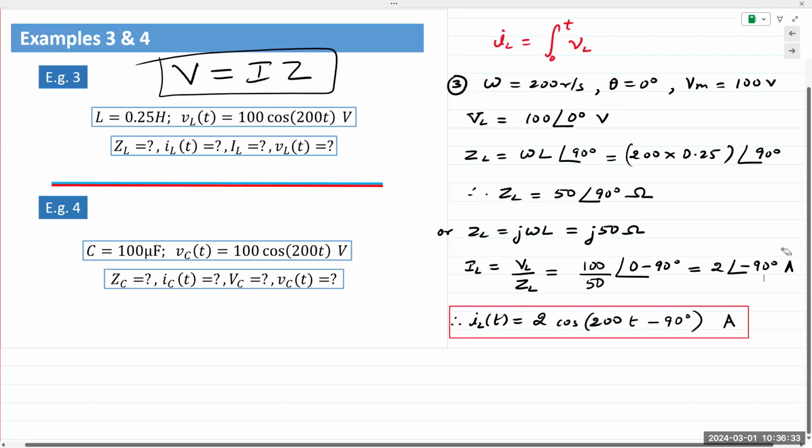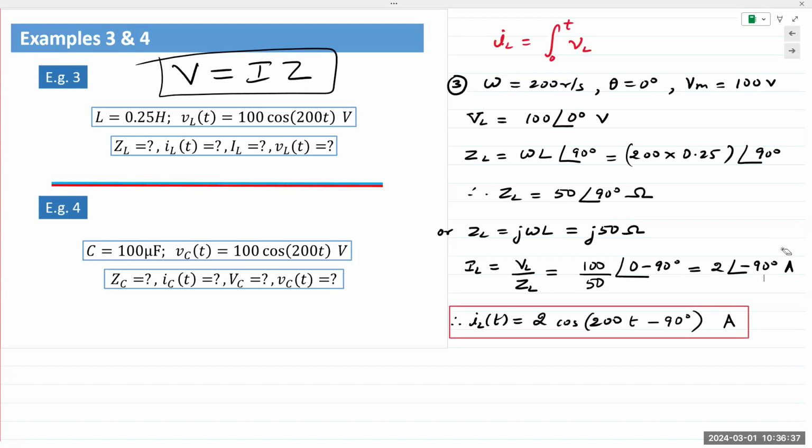One point I'd like to make is the impedance is not a phasor. It's a vector representation, but it's not a phasor. Okay? It's not a phasor. You're not going to write out a time varying expression for the impedance. All right, any questions before I move on to example 4?